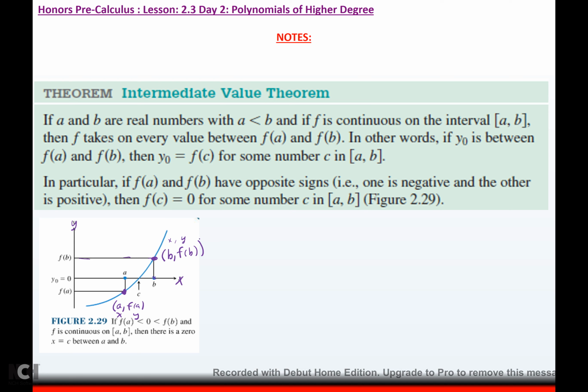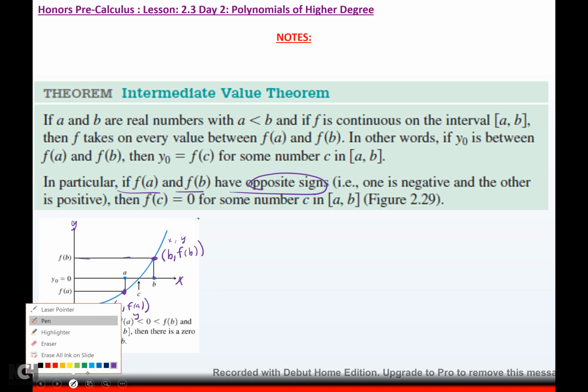What the point is saying is, look, if f of a and f of b have opposite signs, in this, for f of a, the y-coordinate is below the x-axis, so whatever this is, it's negative.